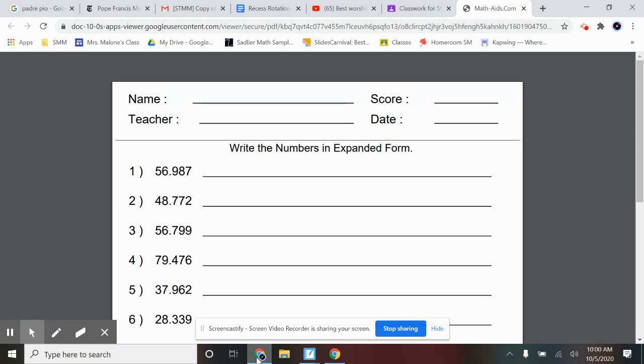Who did it in fractions in here, just so I can see a show of hands? All right, so we were about evenly split. Who did it in decimal form? Okay, all right, so I'll have to tell you both ways each one. For number 4, it should be 70 plus 9 plus 0.4 plus 0.07 plus 0.006. As a fraction, then it would just be 4 over 10, 7 over 100, 6 over 1,000.